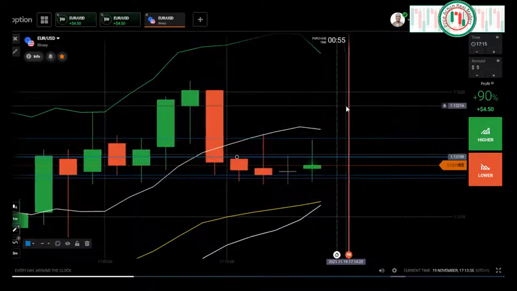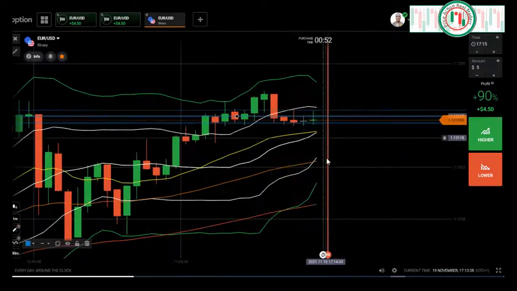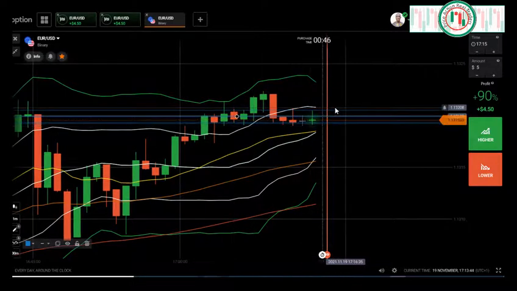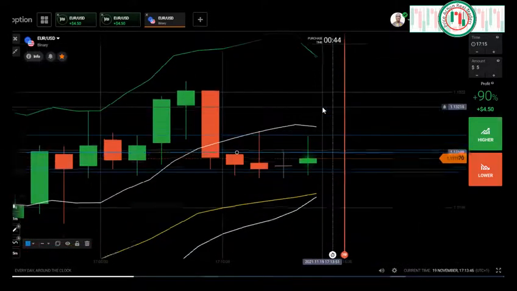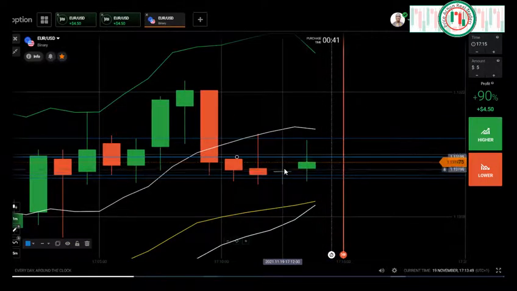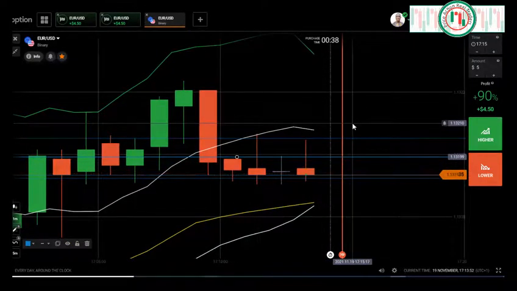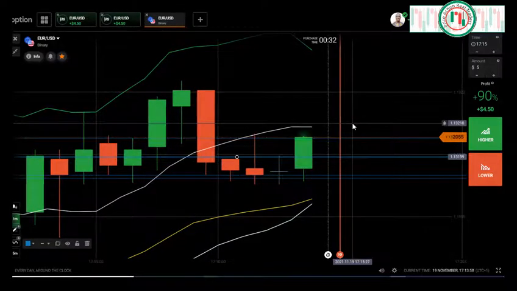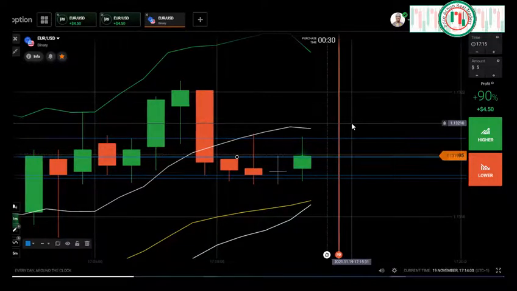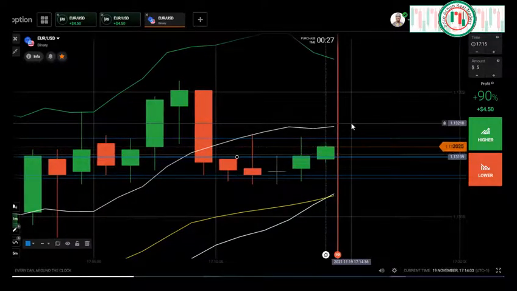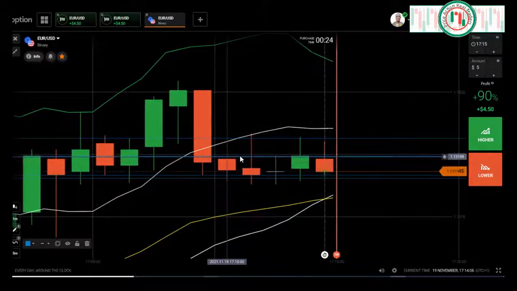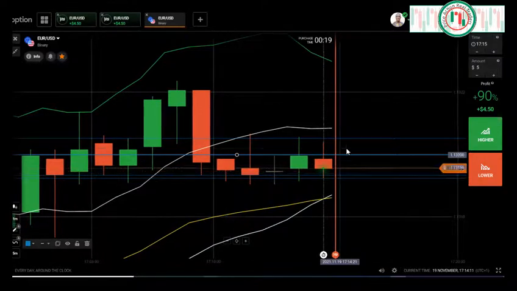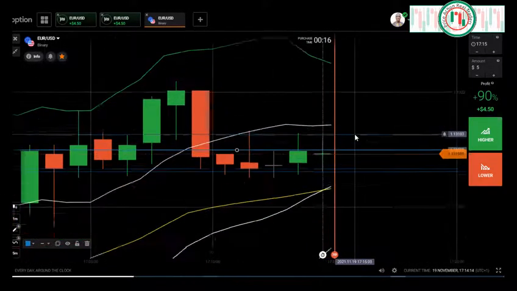So you see, because we are in strong uptrend and here is strong level, and maybe we will see another doji here. And here is strong level. This level is strong, but it's too fast. Market is too fast.